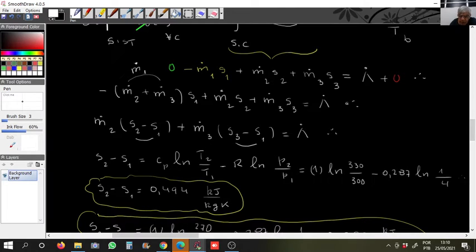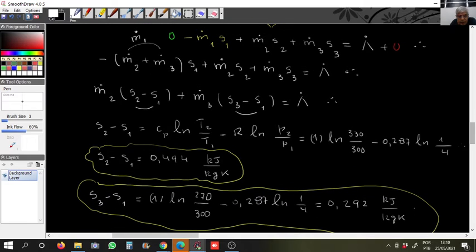I substitute numbers. This is T2, 330, 300, and this 1/4, because P1 is 4 bar and P2 is 1, so P2 divided by 1. Now, making this calculation, I obtained the variation between 2 and 1.